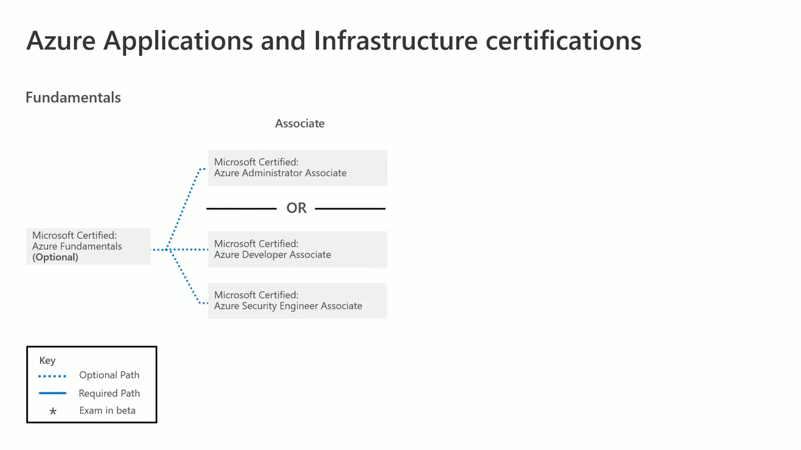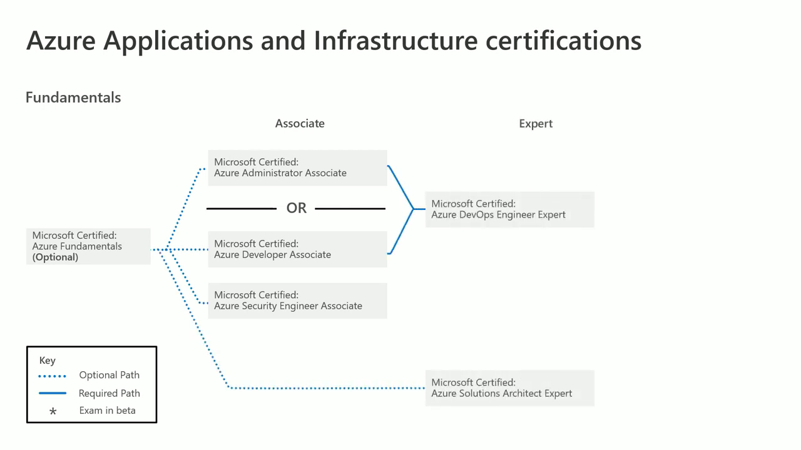The next level is the associate level, and that's where we start to get into the individual job roles, administrator, developer, et cetera, et cetera. Going beyond that, we've got the expert level, and you notice there is a dependency at this point with one exam. The DevOps engineer, you have to have either the administrator or the developer as a prereq. But other than that, they're all freestanding. And then there are a number of so-called specialty exams, again, all aligned to different job roles.